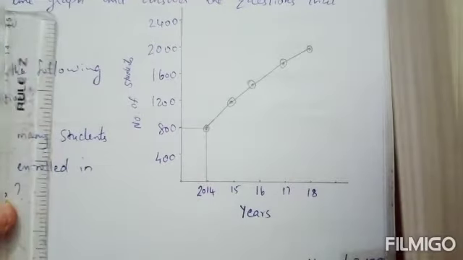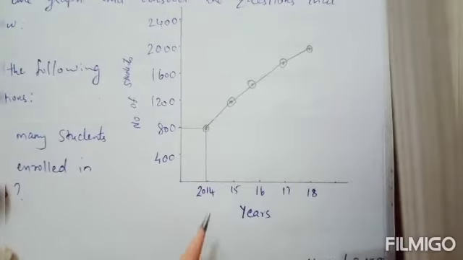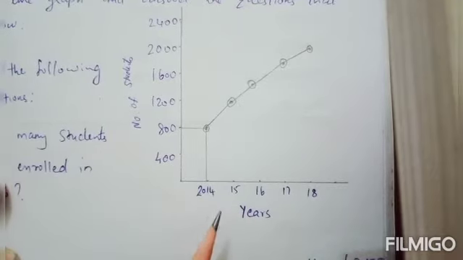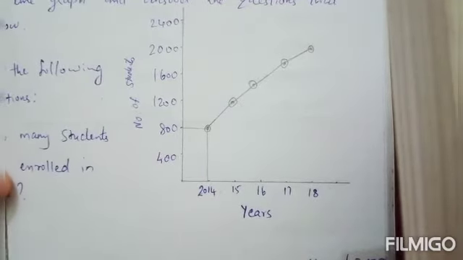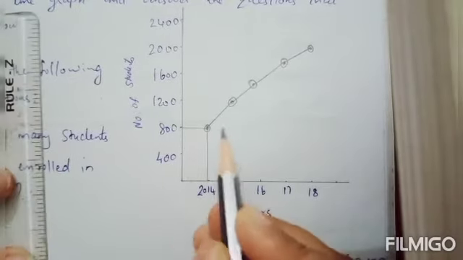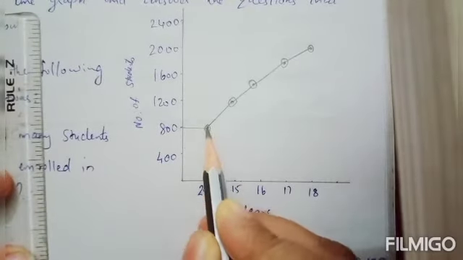Now, how will you get information from this line graph? That is, in 2014 how many students got admission, in 2015 how many students got admission. How can you find it from this graph? Let's see. From the first dot you can draw a line to the horizontal axis and the vertical axis. You can see in 2014, 800 students. This indicates 800 students got admission.